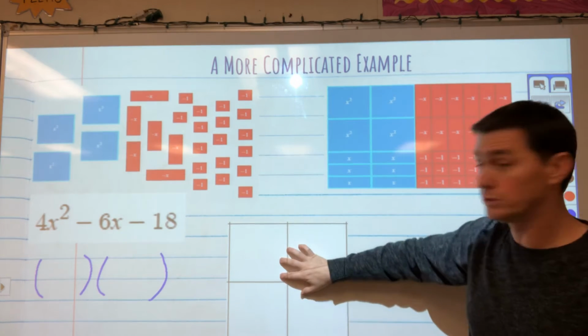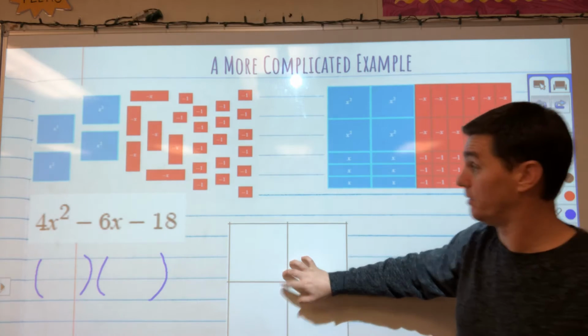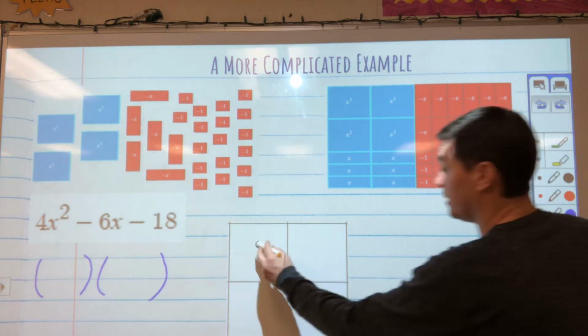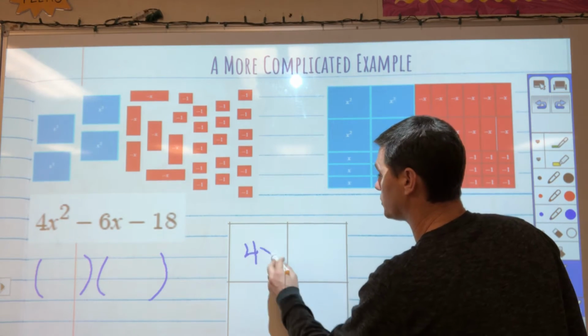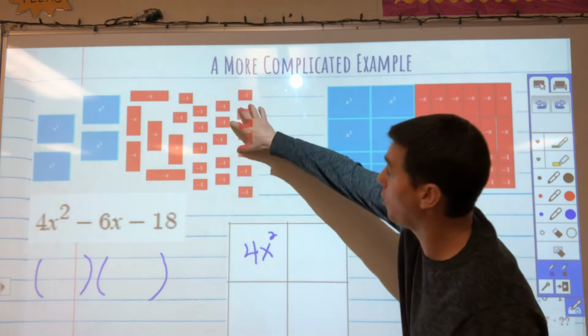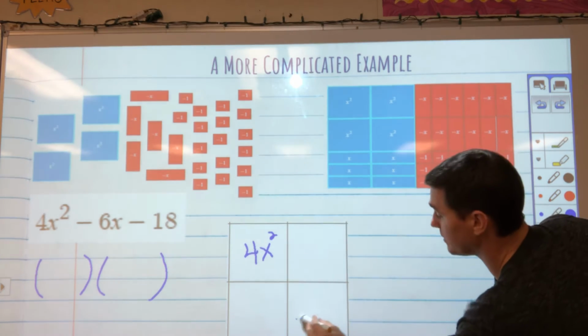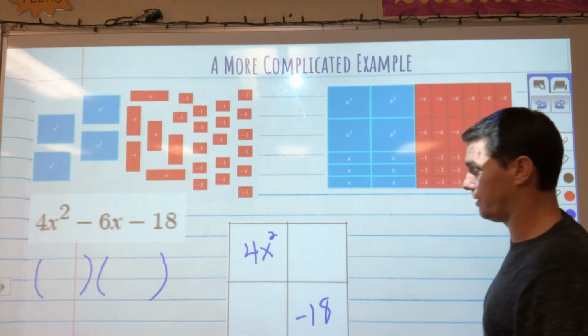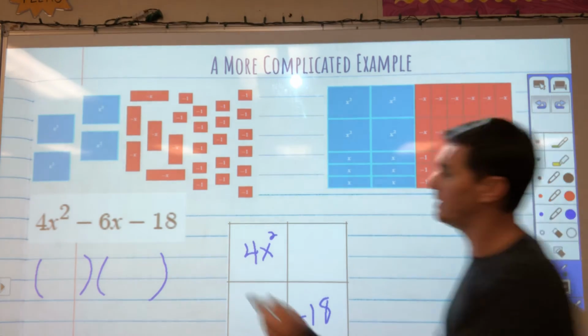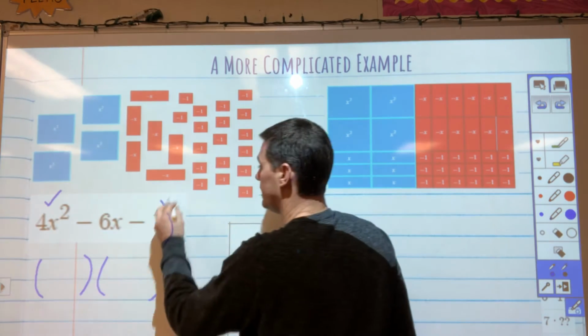Well, again, we use our two tools. We start with an area model. I take all 4 of my x squareds and I put them right here in this corner. And then I take all my singletons. There's 18 of them and they're all negative. They go here.